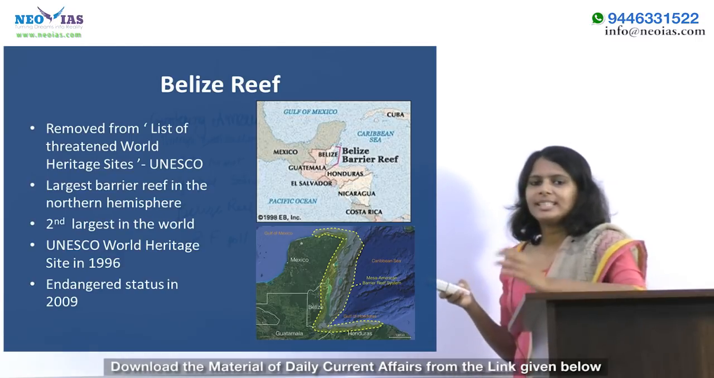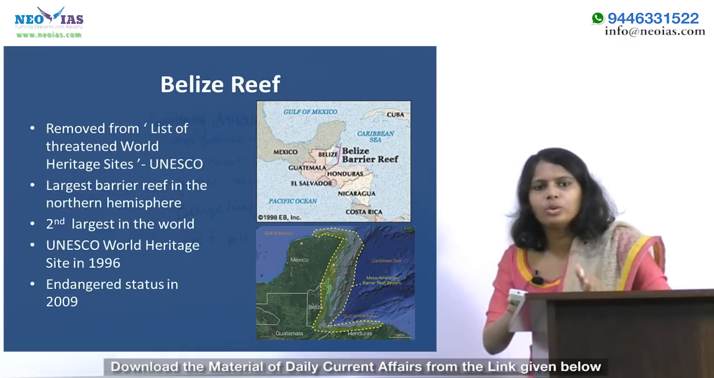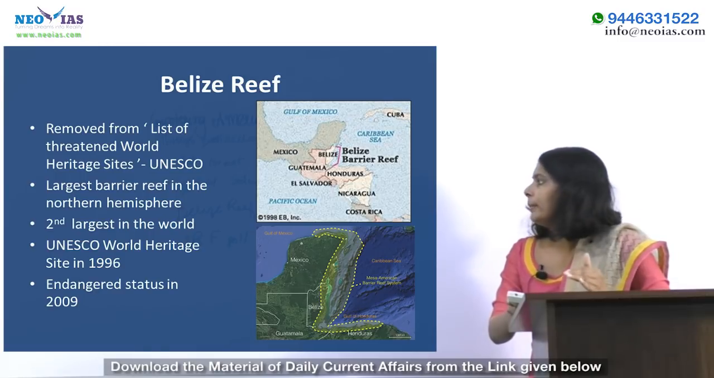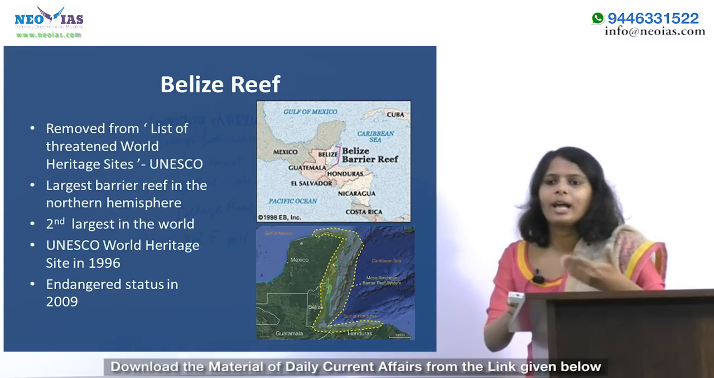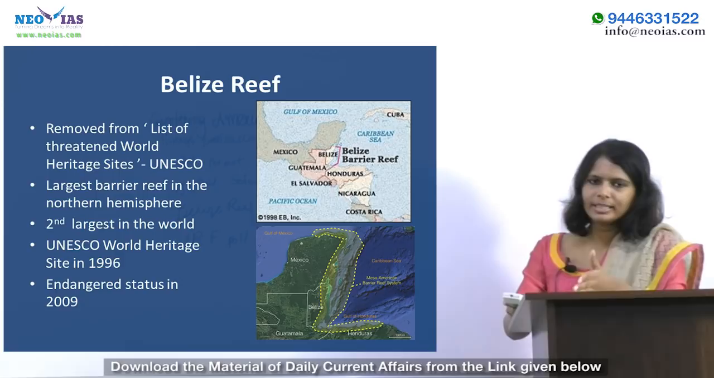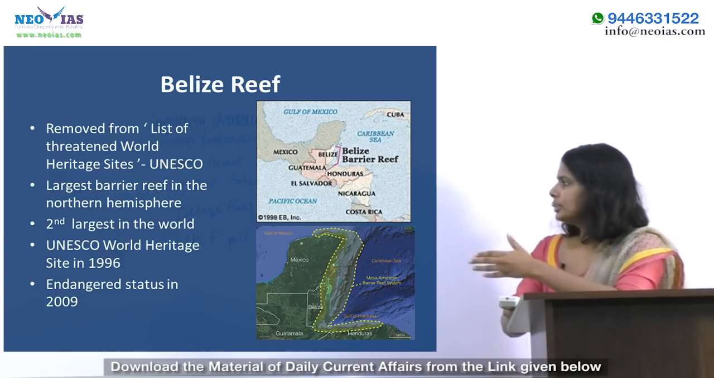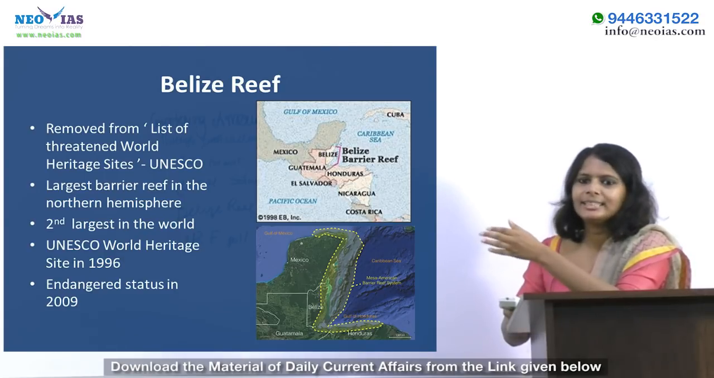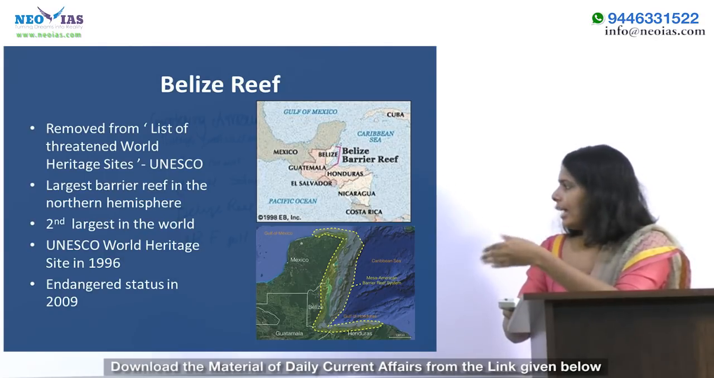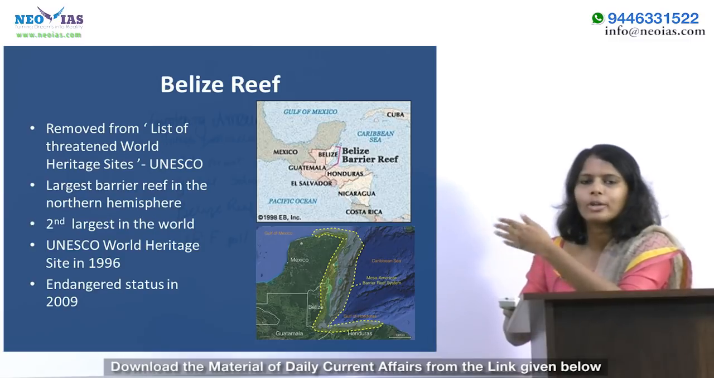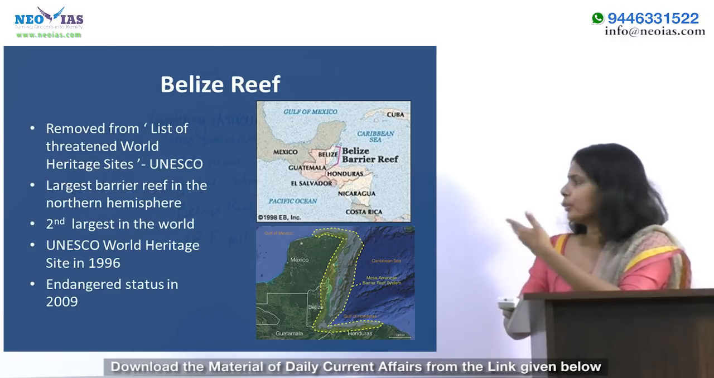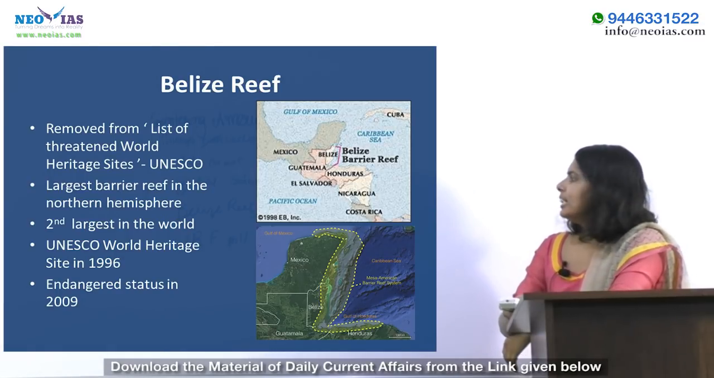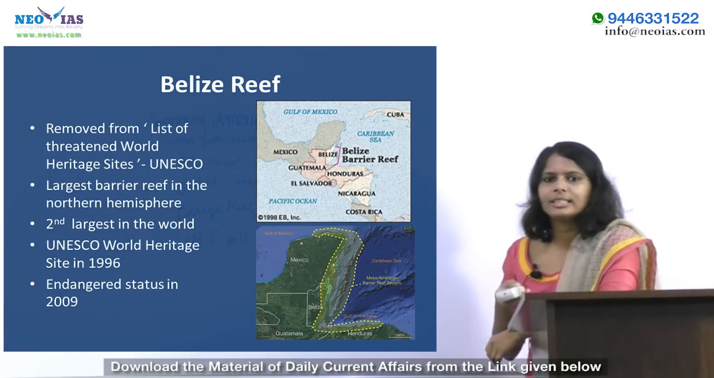The reef was inscribed as the UNESCO's World Heritage Site in 1996, but because of the Belize government's plan to allow oil exploration nearby the reef, it was placed on the endangered list in 2009. So there was wide protest against this oil exploration, and that forced the Belize government to adopt a series of laws to protect the reef. And those steps have ultimately resulted in the removal of this reef from the threatened World Heritage Site list.